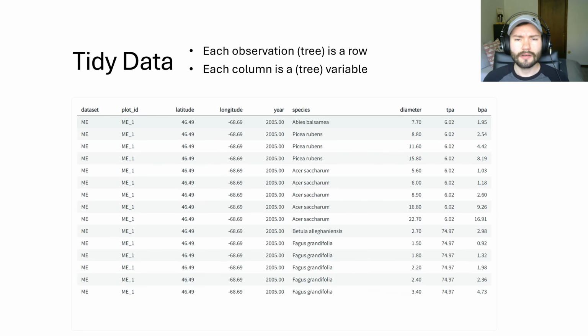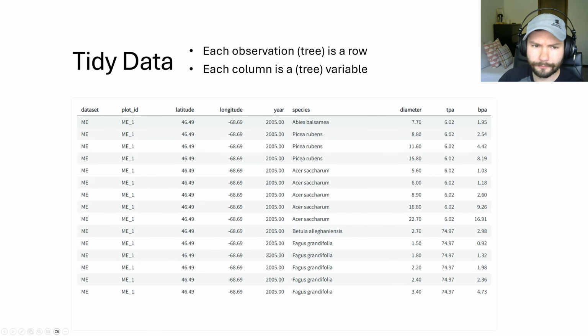So what this means is that on each plot, each row will be an individual tree. So here we can see on this plot number 1 in Maine, for example, with these coordinates, it has a tree of balsam fir with attributes as the columns, such as diameter, its expansion factor, and its basal area per acre, the year it was measured. So on this plot, we see each row is a tree, so a balsam fir, a red spruce, a sugar maple, a yellow birch, and an American beech. So again, each tree is a row, and each column is a variable about that tree.